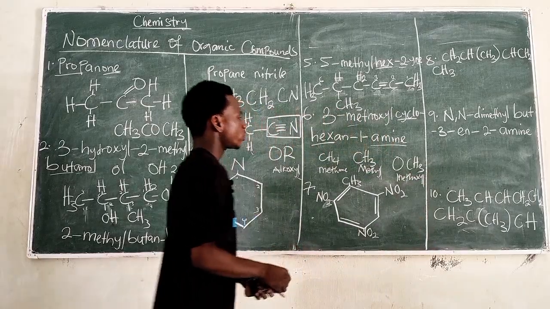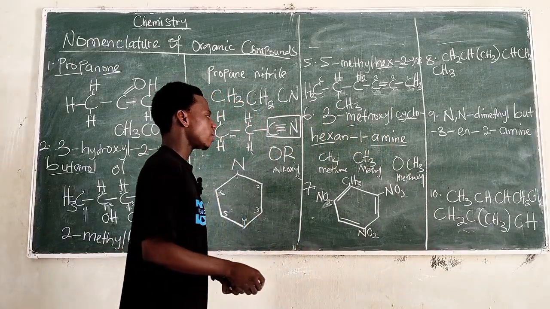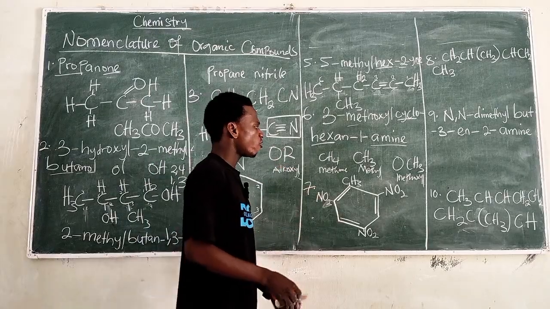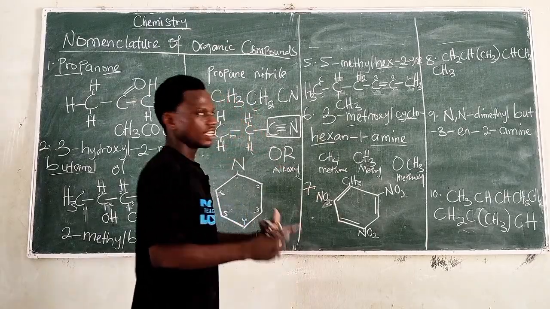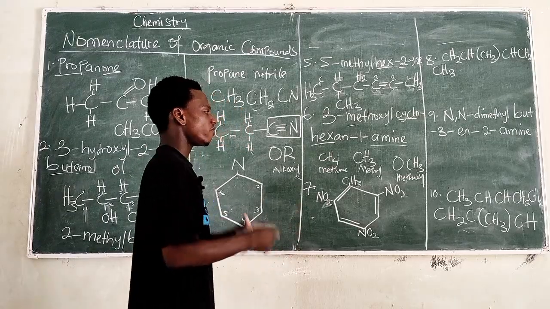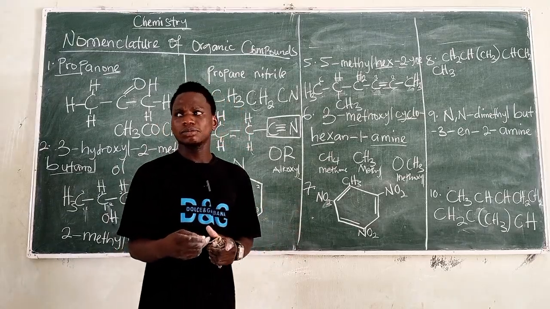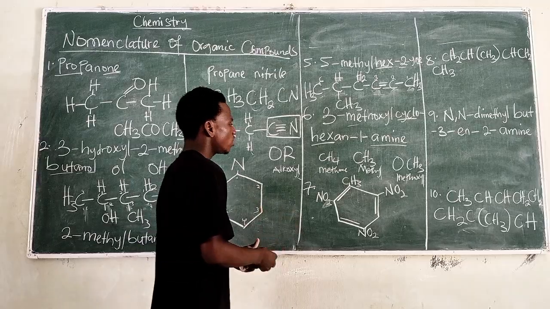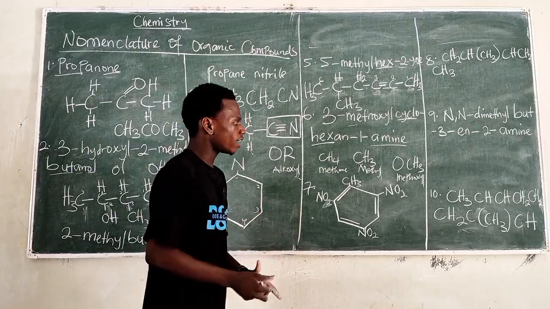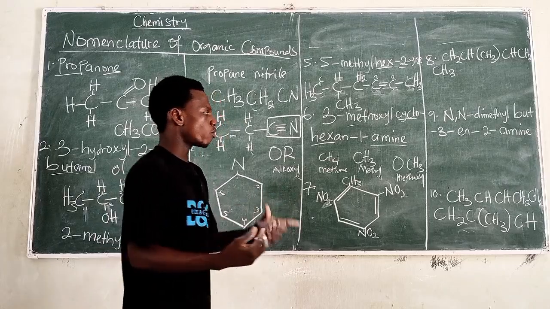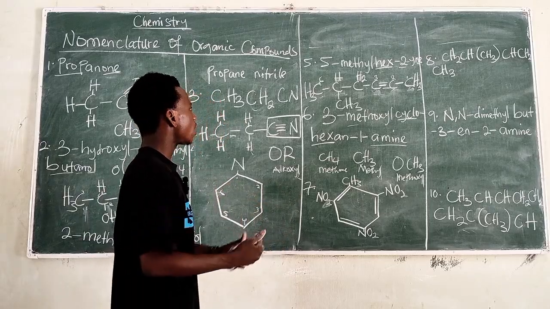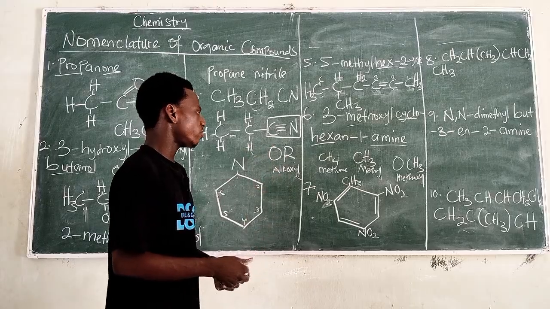Same thing applies to the second member of the alkane family, ethane. Ethane, with the removal of one hydrogen, you're going to have ethyl. With the addition of oxygen on ethyl, you're going to have ethoxy. Same applies to propane. With the removal of hydrogen from propane, you're going to have propyl. With the addition of oxygen on propyl, you're going to have propoxy. So that is how an alkoxy is formed.